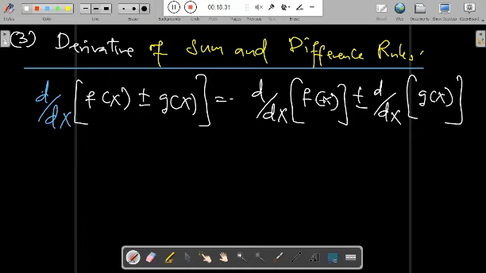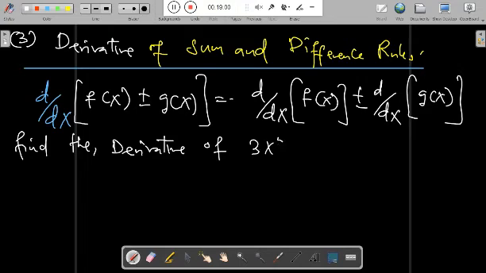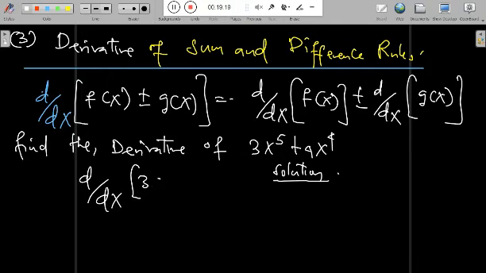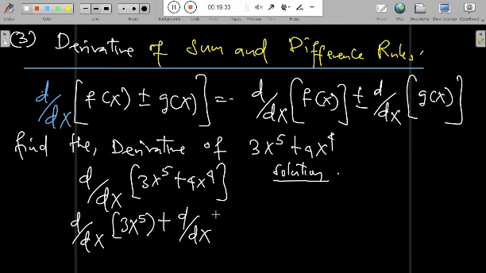For example, we are required to find the derivative by using the power rule from the given function. Suppose we have 3x raised to the power 5 plus 4x raised to the power 4. So the derivative of this function will be equal to 3x raised to the power 5 minus 1 plus 4x, then 4 minus 1.